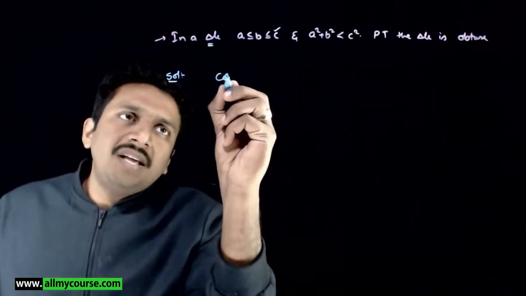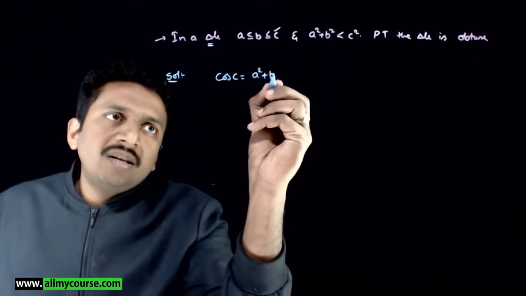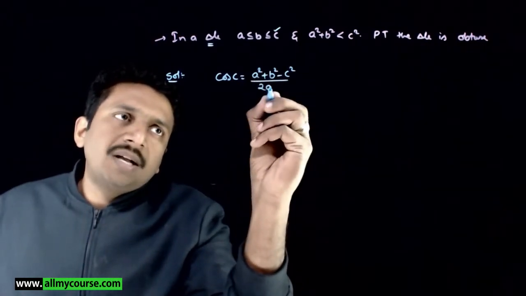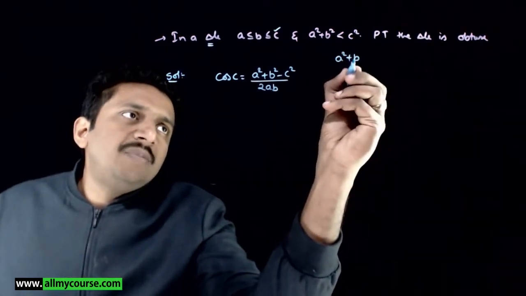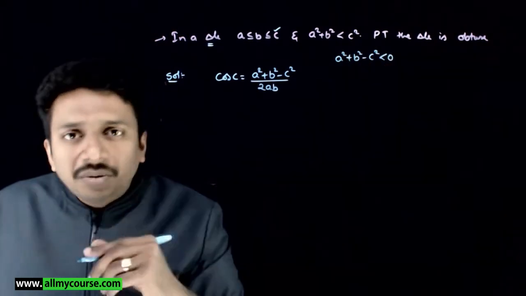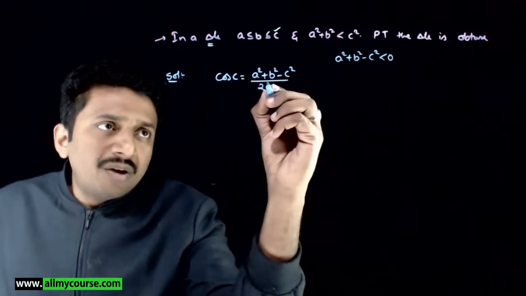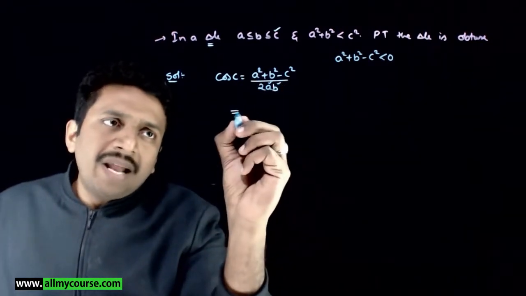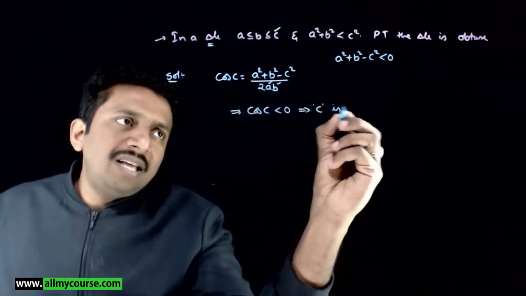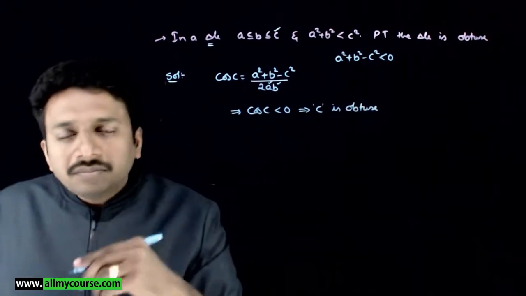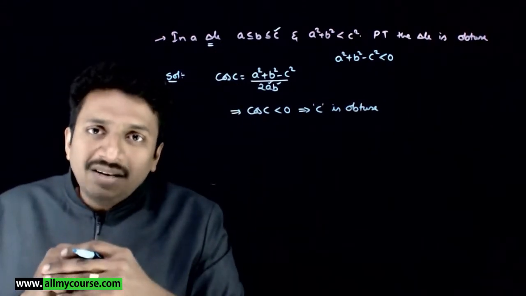So what is cos C? Cos of angle C by cosine rule is nothing but A square plus B square minus C square by 2AB. But according to the given condition, A square plus B square minus C square is less than 0. That means the numerator is negative. The denominator is obviously positive because these two are lengths. So this implies cos C is negative. This implies C is obtuse. So angle C of this triangle is obtuse, hence this triangle is an obtuse angle triangle.